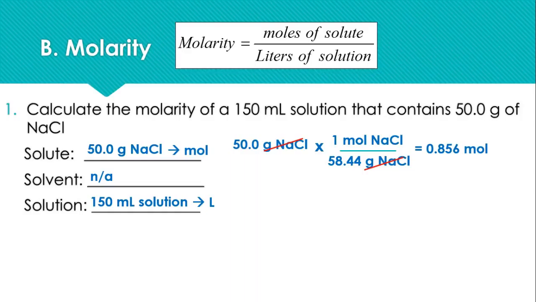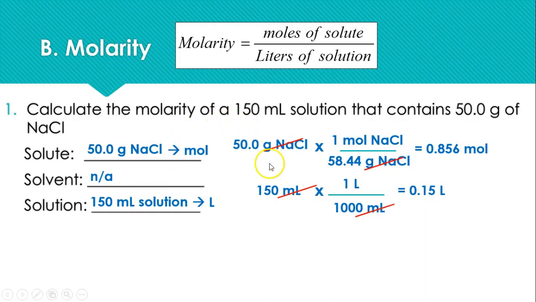Now I need to move on to the solution. We want to change that into liters. We have 150 milliliters. I know that in 1 liter there are 1,000 milliliters, so we'll put the 1,000 milliliters on the bottom so that it'll cancel. And cancel my units, and you end up with 0.15 liters. Great, now I have moles and I have liters. All I need to do now is figure out the molarity.